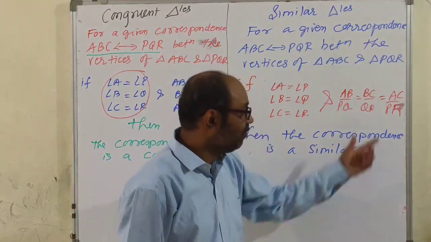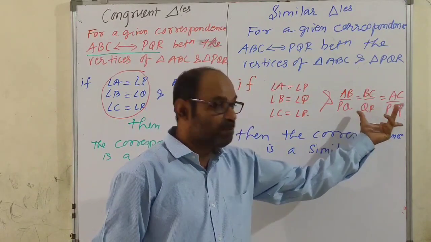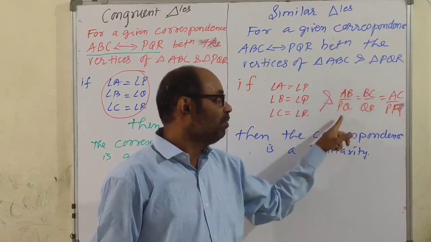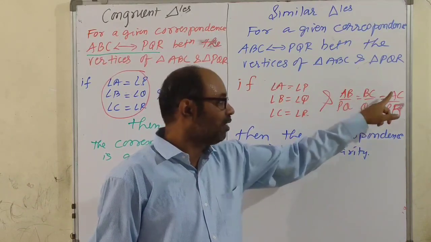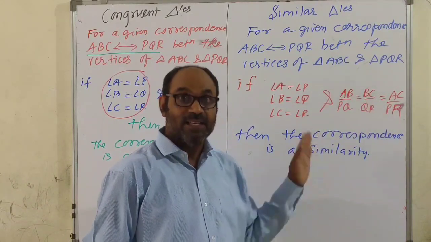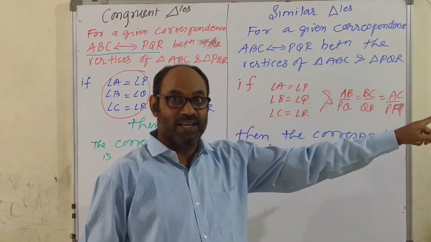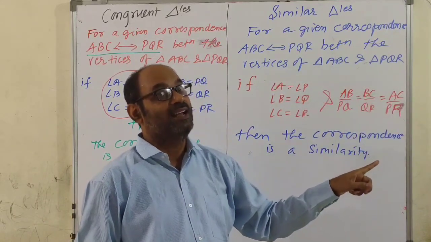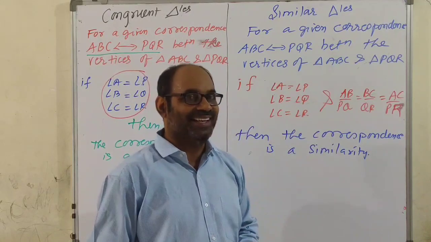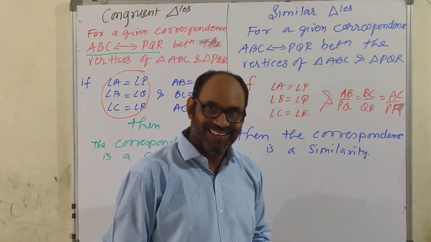Now, one more thing we are going to see. इसको हम expand कर सकते हैं. AB upon PQ is equal to BC upon QR is equal to AC upon PR is equal to perimeter of triangle ABC upon perimeter of triangle PQR. But how we are getting it, we are going to see it. Alright?